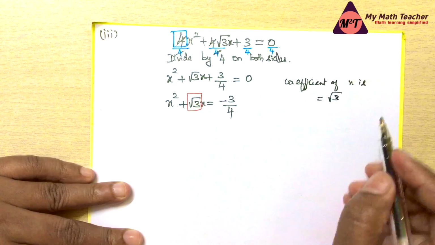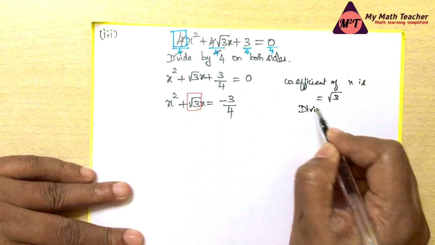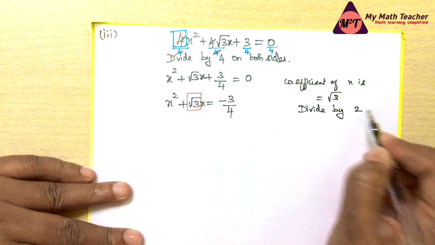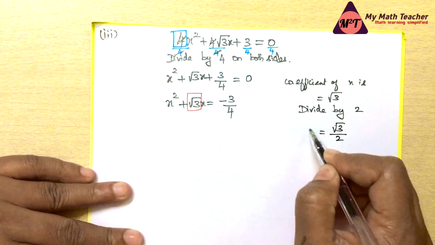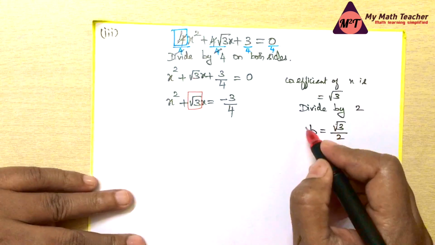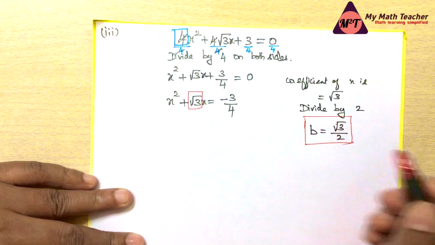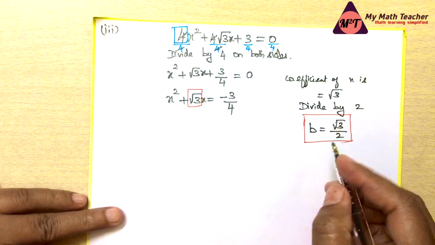Root 3, we have to divide it by 2. So divide by 2. That is making half, root 3 by 2. This is our b, which we are going to include in later.